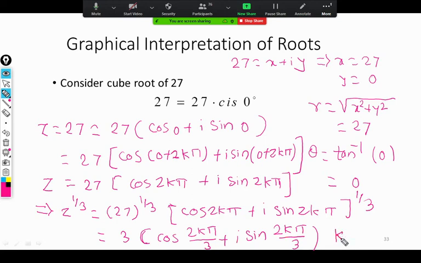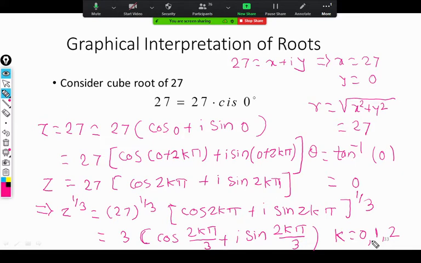We have to start the values of k with 0. K is 0, that is the first value, then 1, and we replace up to 2 only because we wanted three roots. We take the root to 1 by 3. So we replace from 0, 1 and up to 2 only. There is no need to replace k by 3, 4, 5 because it gives us the same roots again. So let me find out these three roots now. The last step is left.